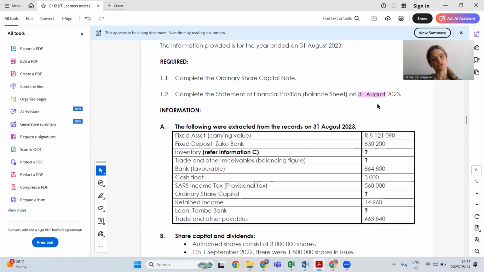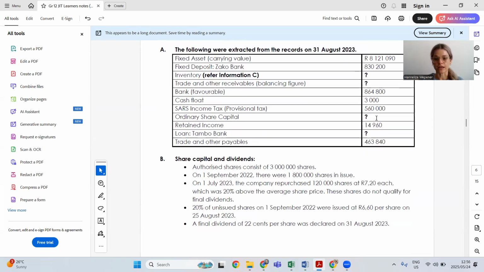Okay, so we are doing this ordinary share capital note for the year ended 31 August 2023, which means that your financial year started on the 1st of September 2022. For ordinary share capital, you want to know what is my authorized share capital? How much did I have in issue at the beginning of the year? Did I have any additional issued shares? Was there a buyback of shares? And then what did I end on at the year end?